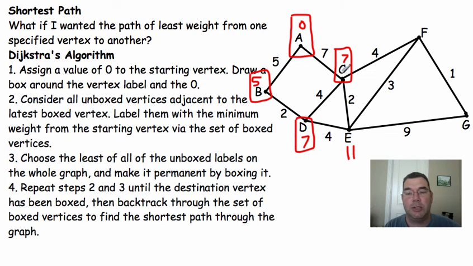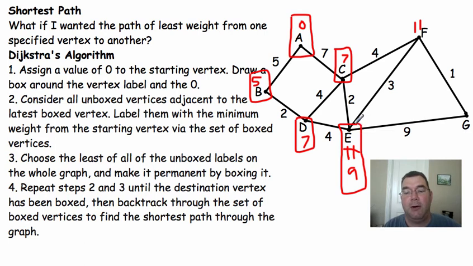All right, so now starting at C, I'm going to look at all of my vertices that I haven't chosen yet. Getting from C to E would be 7 plus this 2, so that's actually now a weight of 9. And getting from C to F would be the 7 that took me to get to C plus 4 more, so that's 11. There are no other vertices that attach to C that I haven't already boxed yet. So E with a weight of 9 is the shortest way so far.